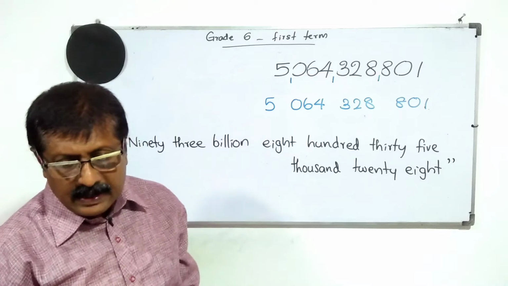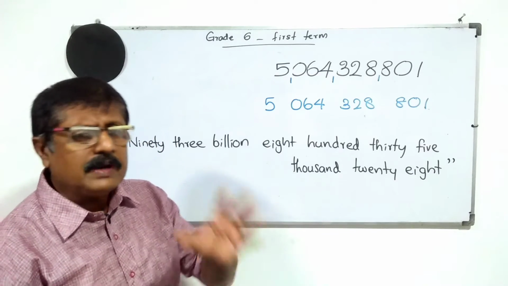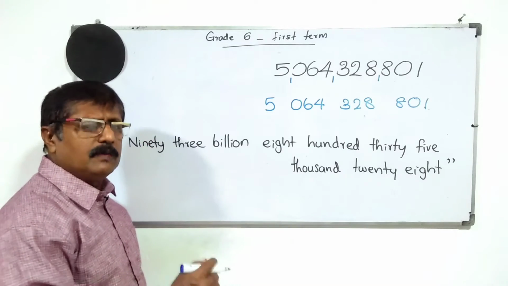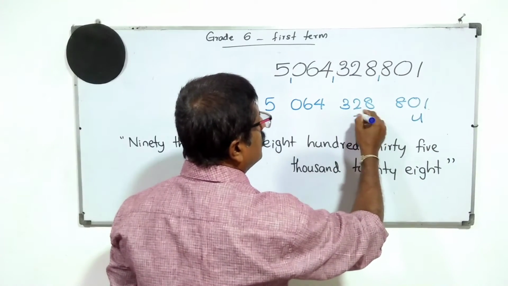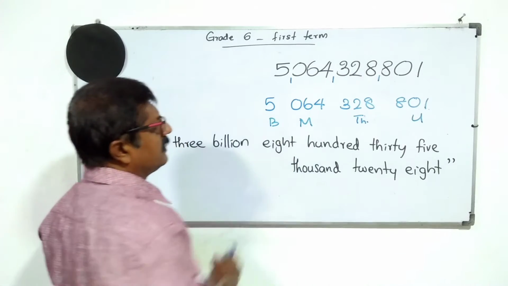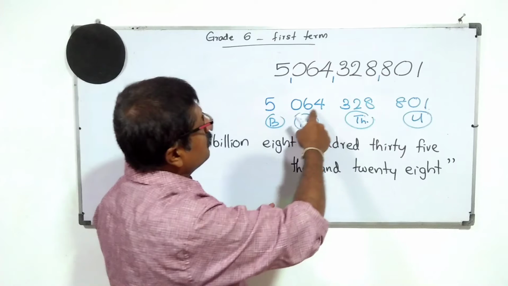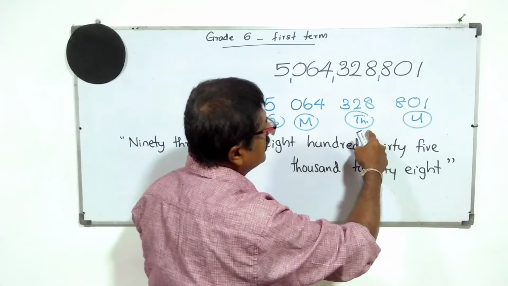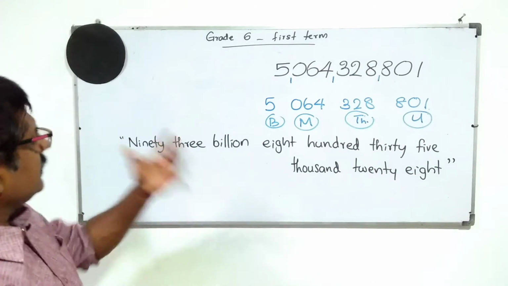And you have to write how this number is read. How can you read this number? First of all, you must know what these zones are. This is the unit zone. This is the thousand zone. This is the million zone, while this one is the billion zone. Right. Then let's read the number. 5,064,328,801.